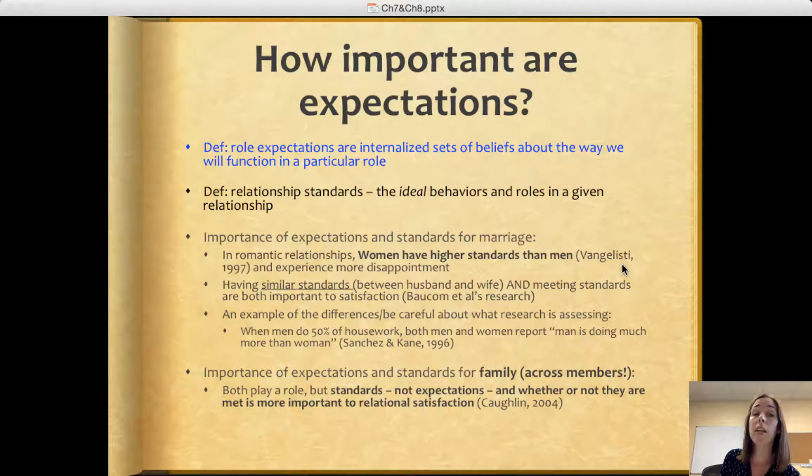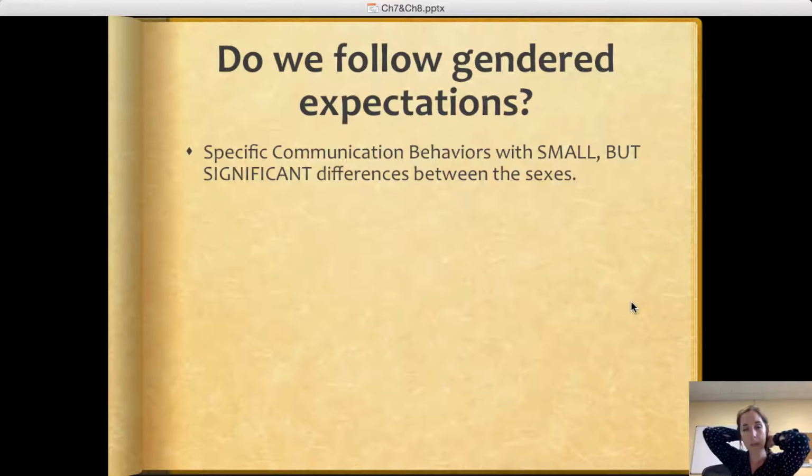Okay, importance of expectations and standards for the family. Now we're looking outside of the couple, across members. This is a big point, and I'm going to have this on your exam for sure. Both expectations and standards play a role, but it's standards, not expectations, and whether or not they're met that is more important to satisfaction. So let's say you have an expectation. Maybe my expectation is that people lie. My partner's going to lie because people lie. That's what I think will happen. But my standard is people should not lie. People should be honest. When we look at what's going to make me happy in a relationship, it's that standard and how much my partner meets that versus how much he or she meets my expectation. So standards are key. And that's true outside of romantic relationships too, for family, siblings, parent-child.